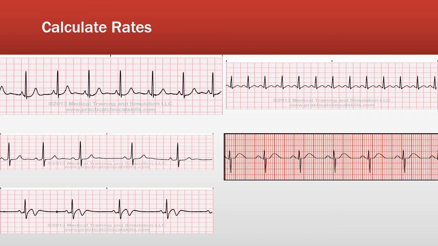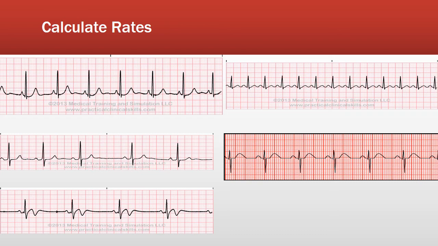If you go to the strip right below that, the 6-second method would be 50. If we use the triplicate, it would be about 58. So it's close. And again, it's still a sinus brady.